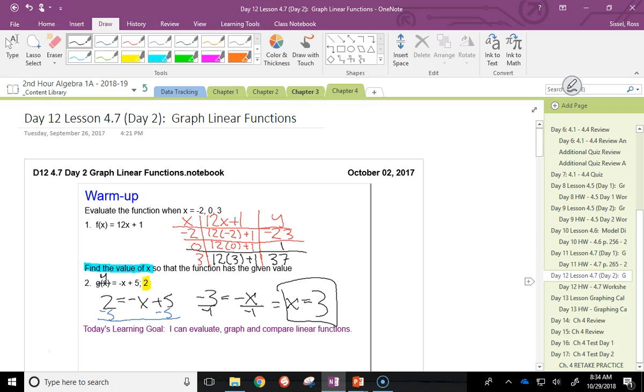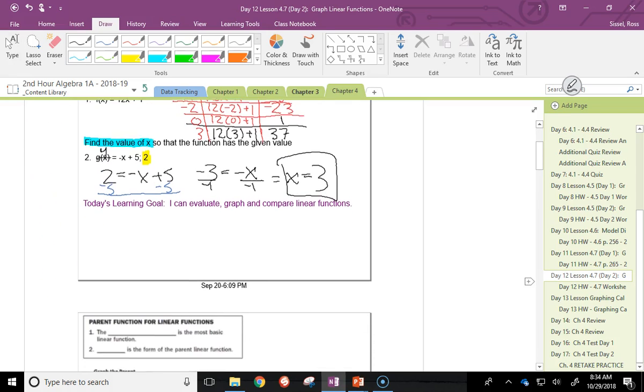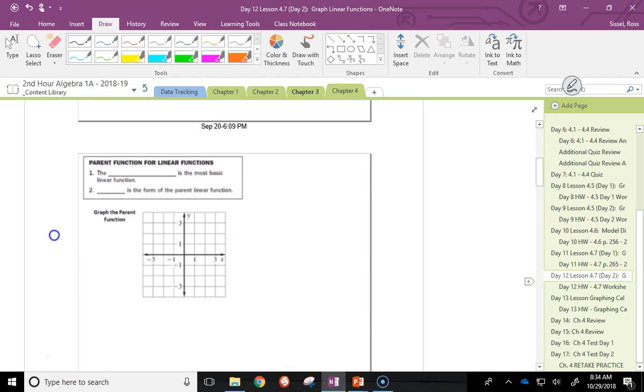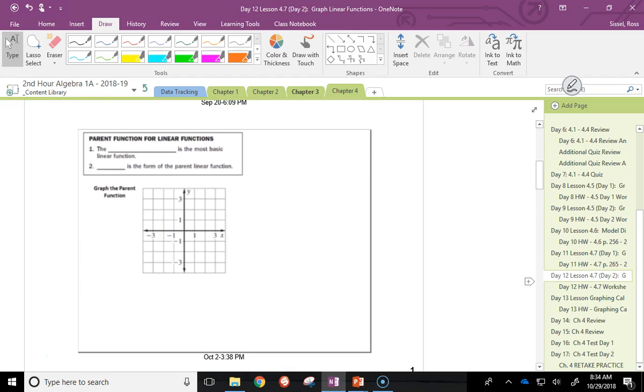Okay, we're going on to our lesson today, which is all about parent functions. Does anyone know what a parent function is? No. The big function. Kind of the big function.